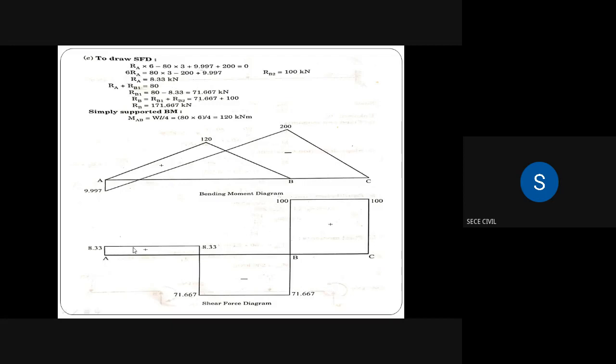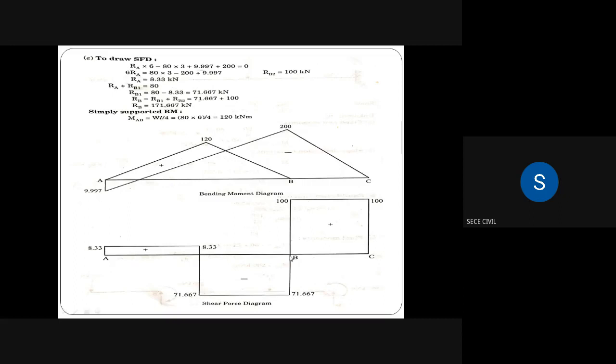Okay, it comes horizontally. And we are having a point load of 80 kilonewton at the center. Okay, so it is a downward load. So minus value, say 80 minus 8.33, 71.667. So it goes below the baseline, 71.667. Okay, then it goes horizontally.